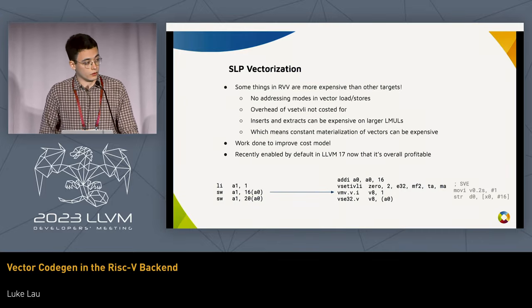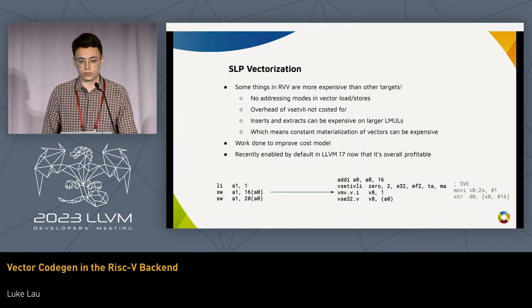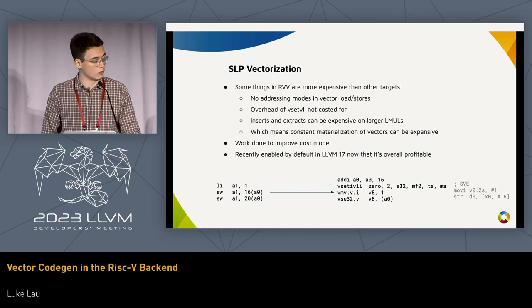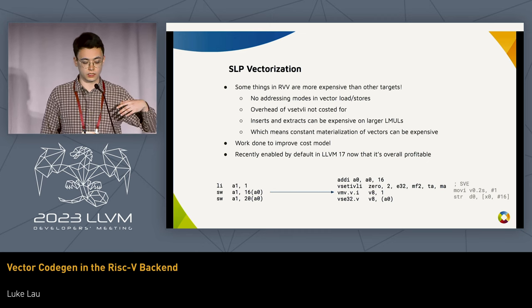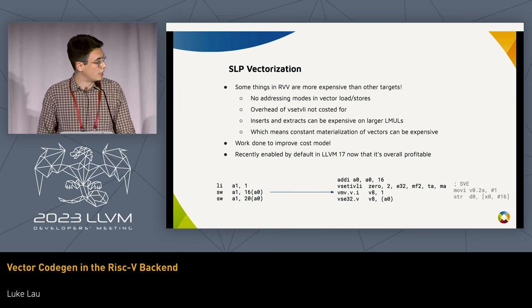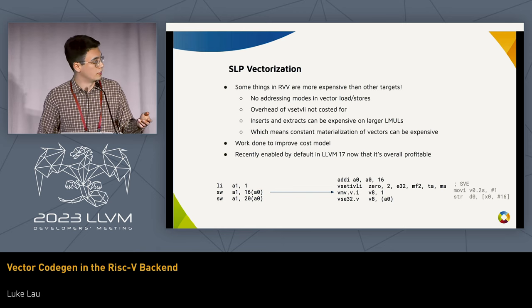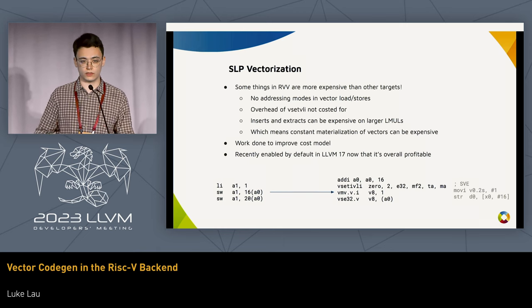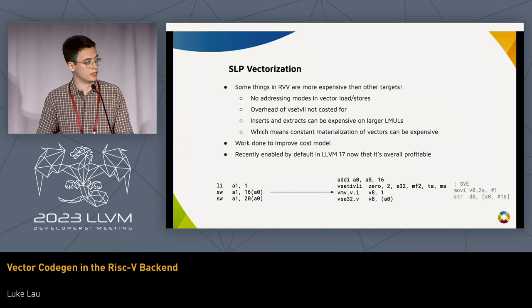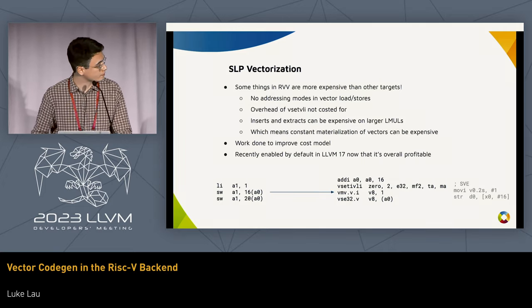One of the first things that you might notice is that we don't have any addressing modes for any of the vector loads and store instructions. So what was previously folded into the addressing mode in the scalar version now requires an extra add instruction to compute this offset. And that wasn't cost modeled for. Another thing that we don't cost model for is the vsetvli instructions. These are pretty non-trivial to predict whenever they're going to be emitted, because the logic behind emitting them is quite complicated and they have no representation at the LLVM IR level.